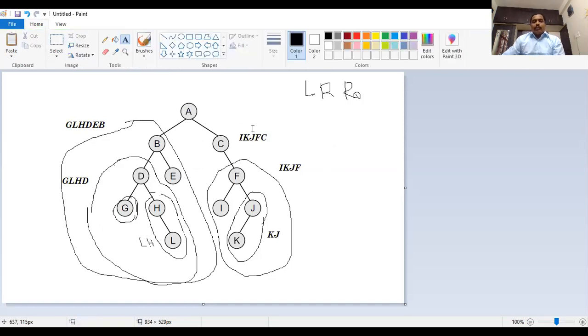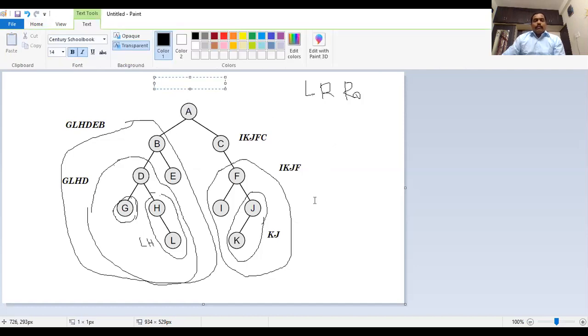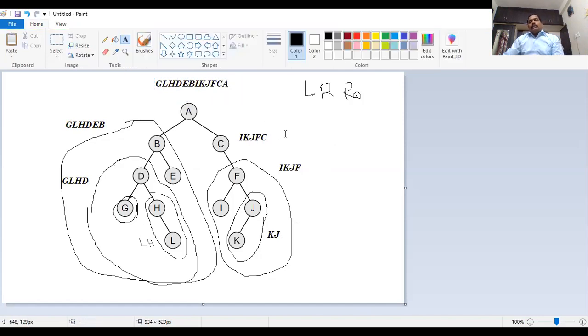So what is the outcome of this entire diagram? The left side is G, L, H, D, E, B. Then the right side I, K, J, F, C, then root A. So this is the outcome of post order traversal.